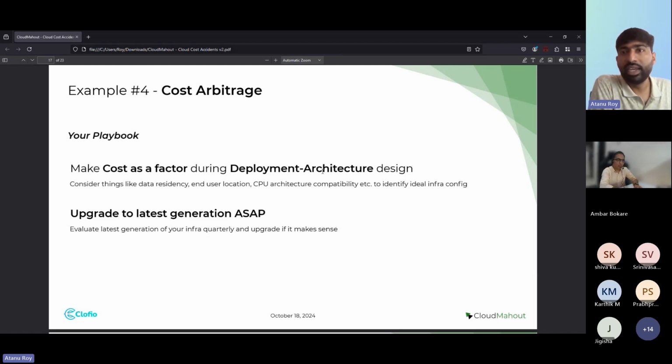Another very interesting thing, a lot of people miss doing this. Identify whether your application is CPU architecture agnostic or not. So whether you can run on ARM class CPUs or not. If you are able to, then you might be aware of a very popular instance class released by AWS, which is Graviton, which is the cheapest one they provide.